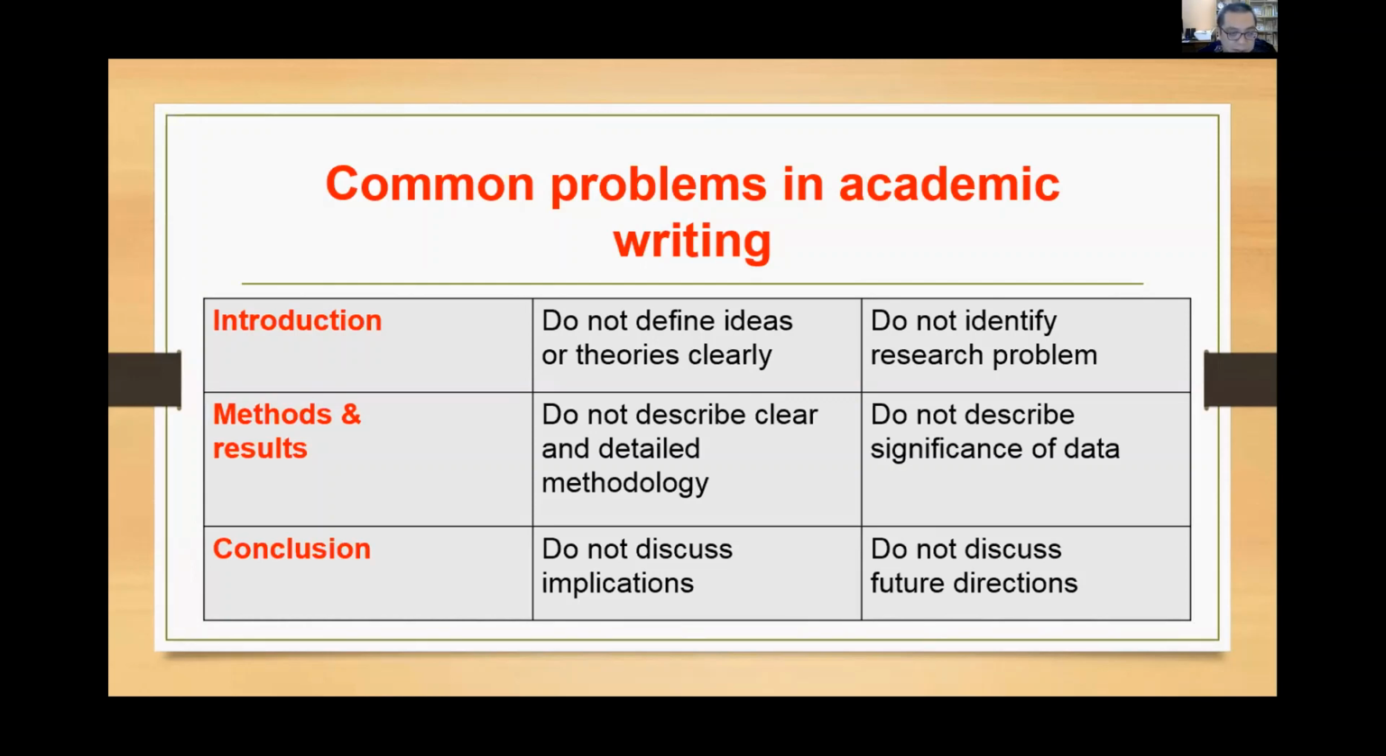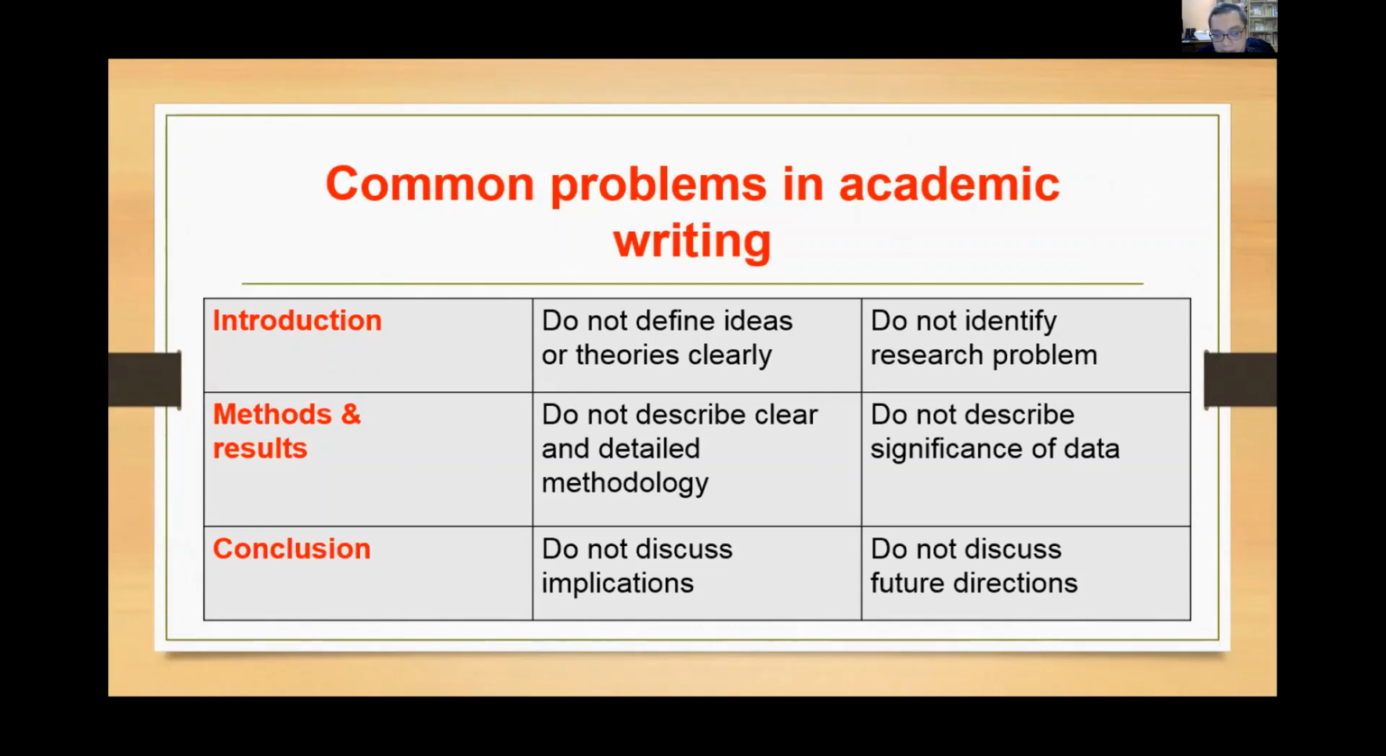So how about the method and result? Many people do not describe a detailed methodology clearly. That's very important to allow the reader or other researchers who are interested in your work to be able to duplicate it. You should provide the detailed methodology to the reader, so that in any case they want to repeat your experiment, they can conduct it according to your steps. Also, for the result discussion part, you do not describe significant data. You're just presenting the data. Okay, this is the trend, this is the whole.